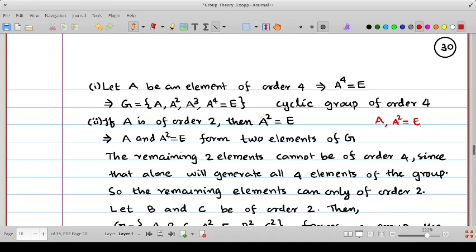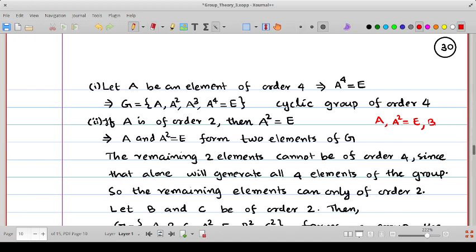The group should be of order 4, so we need 2 more elements. The third element cannot be an element of order 4, because then it will generate 3 more elements. The fourth element will be the identity, but that is already taken care of by A square. But we cannot have 3 more elements, we only need 2. So the third element should also be of order 2. So we have the third element, which we denote by B, but then B square is equal to E. So that is already there.